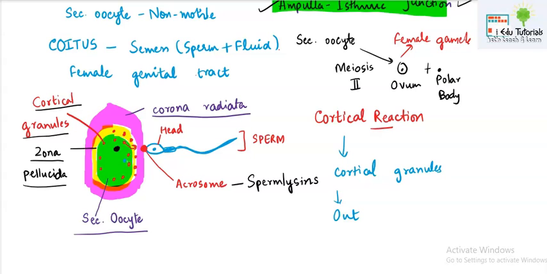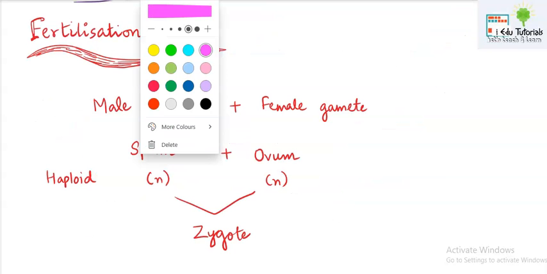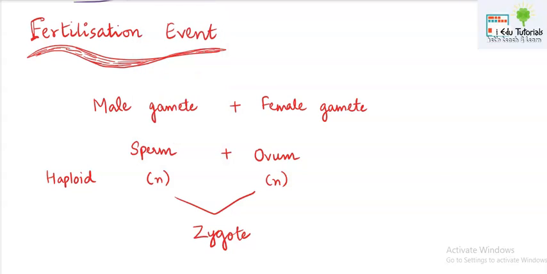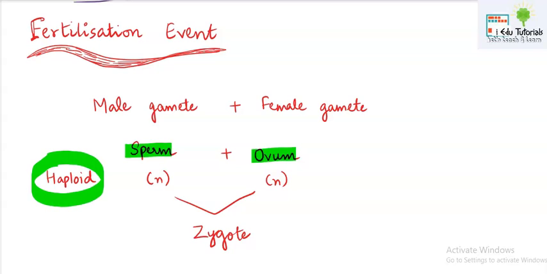So quickly move ahead to the fertilization event. As soon as all the reactions get over, the next event happens in which the male gamete fuses with the female gamete. The male gamete is the sperm, the female gamete is the ovum, and you already know that they both were haploid. That means they also contain 23 chromosomes in each cell. One sperm contains 23 chromosomes, and the other gamete also contains 23 chromosomes.